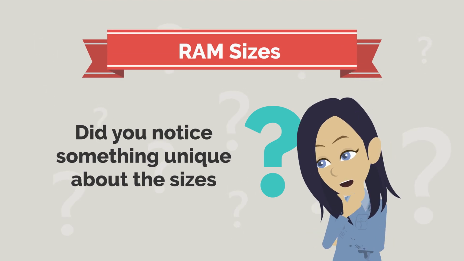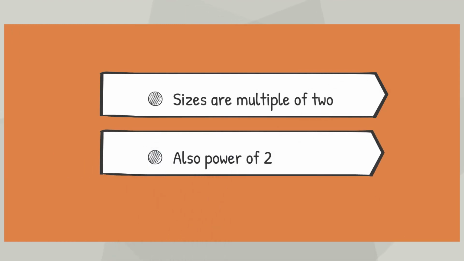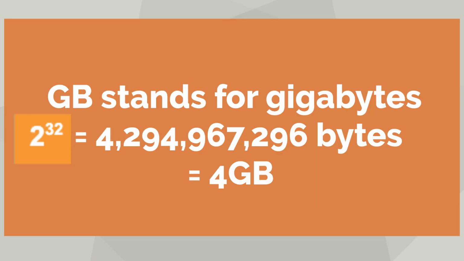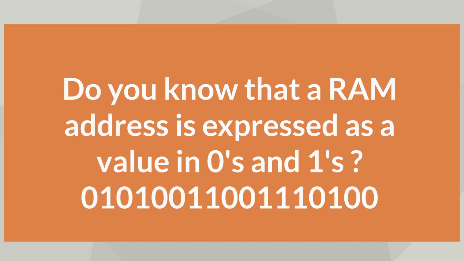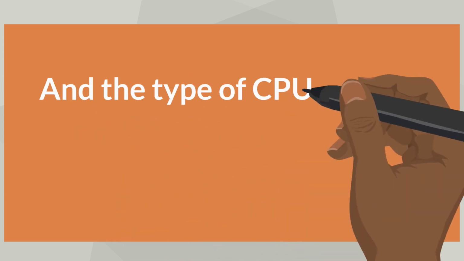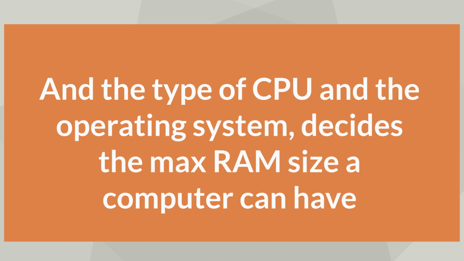You notice something unique about the sizes? You guessed it right. Sizes are not only a multiple of 2, they are in fact a power of 2. GB stands for gigabytes, and the value that is derived from 2 to the power of 32 is rounded and represented as 4 GB. RAM size is a power of 2 because a computer is a binary system. Do you know that the RAM address is expressed as a value in zeros and ones? And the type of CPU and the operating system decides the maximum RAM size a computer can have.